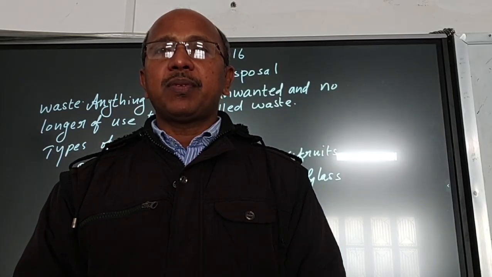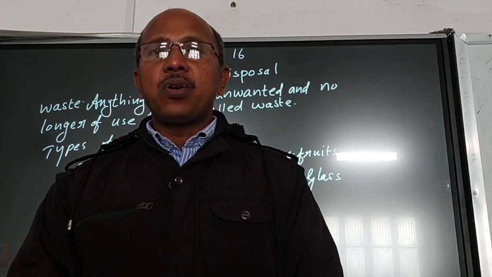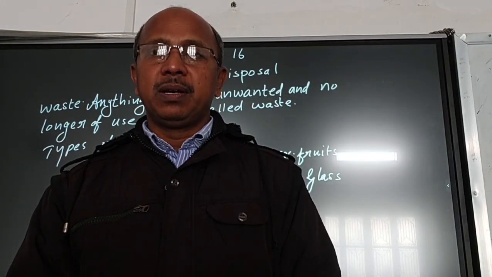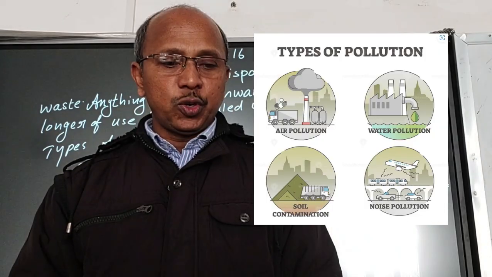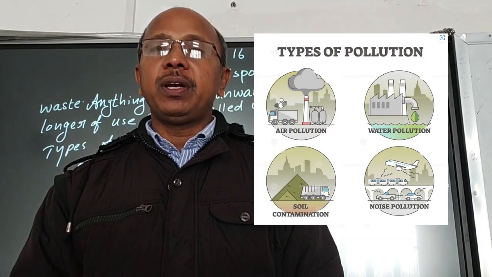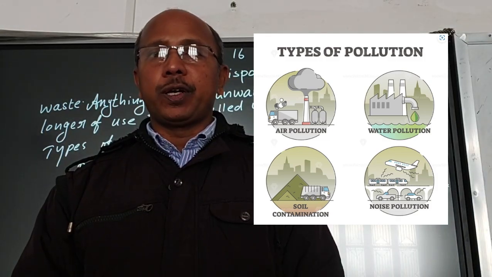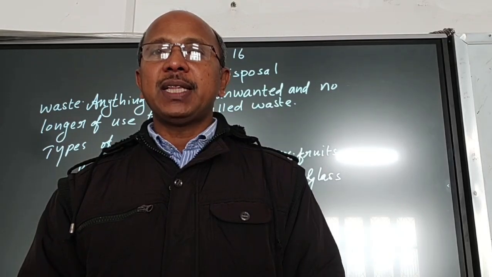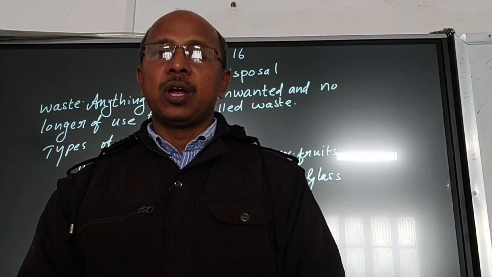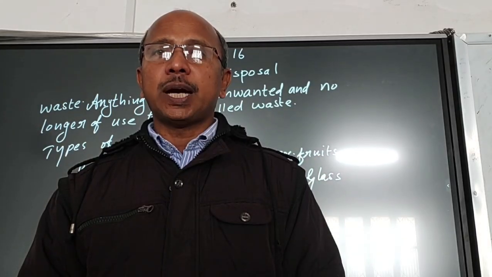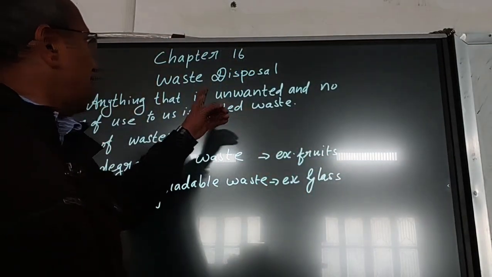In the last chapter, chapter number 15, we studied pollution. There are 4 types of pollution: air pollution, noise pollution, water pollution, and land pollution. I think all of you have studied this chapter and have also learned the question answers. Now I want to teach a new chapter about waste disposal.